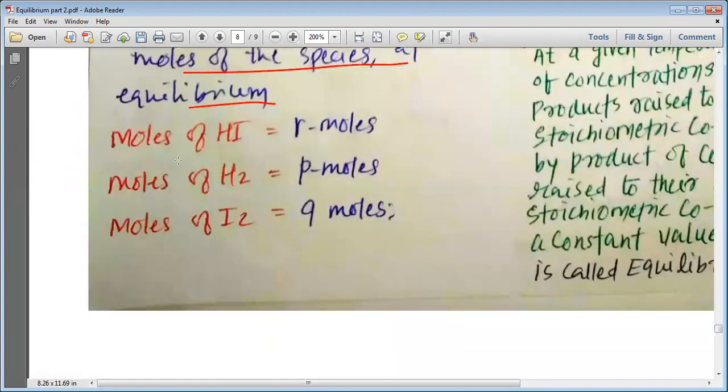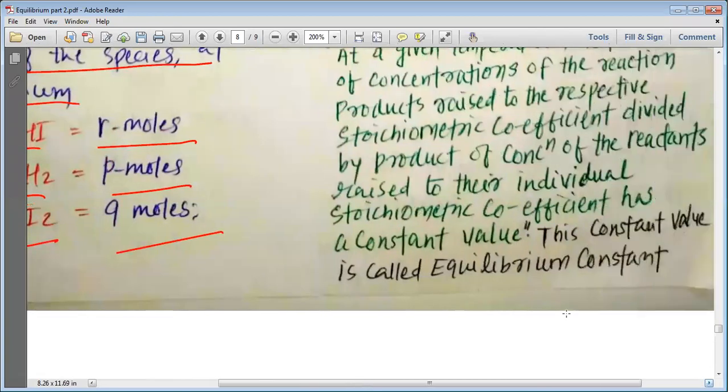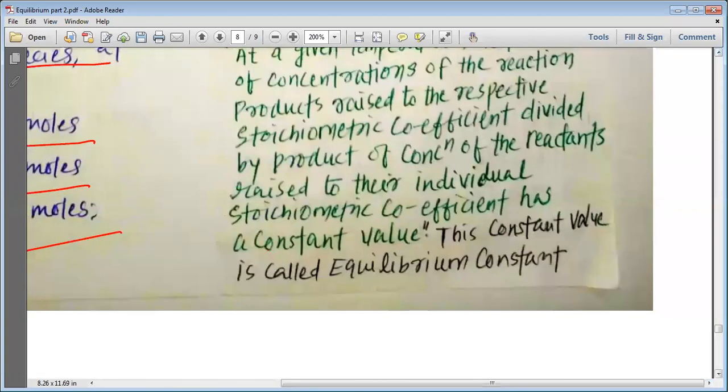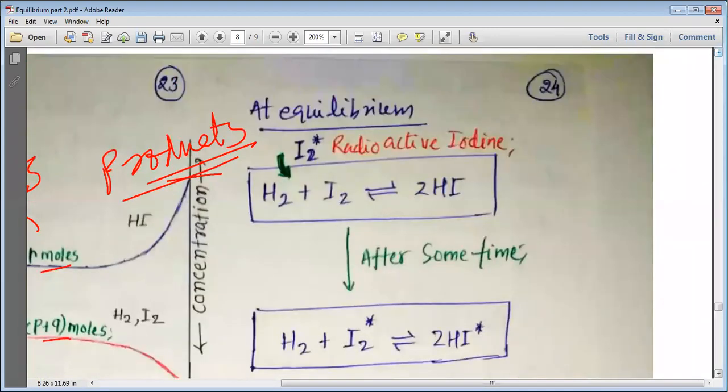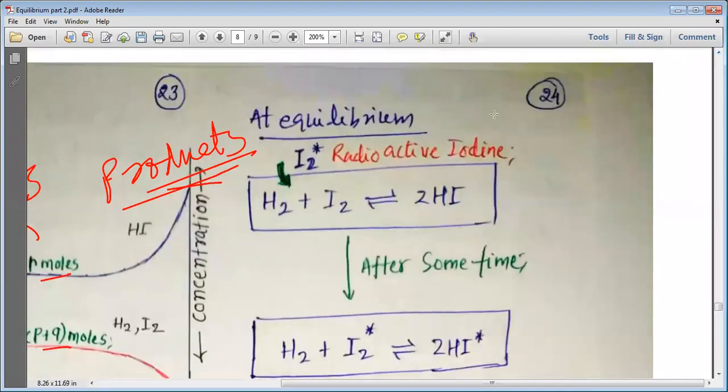And at equilibrium, the moles of HI is always R mole, the moles of H2 is always P mole, and the moles of I2 is always Q mole. That is how we determine that at equilibrium all the species have the same concentration, and that is why equilibrium can be established from either side, either from the reactant side or from the product side.